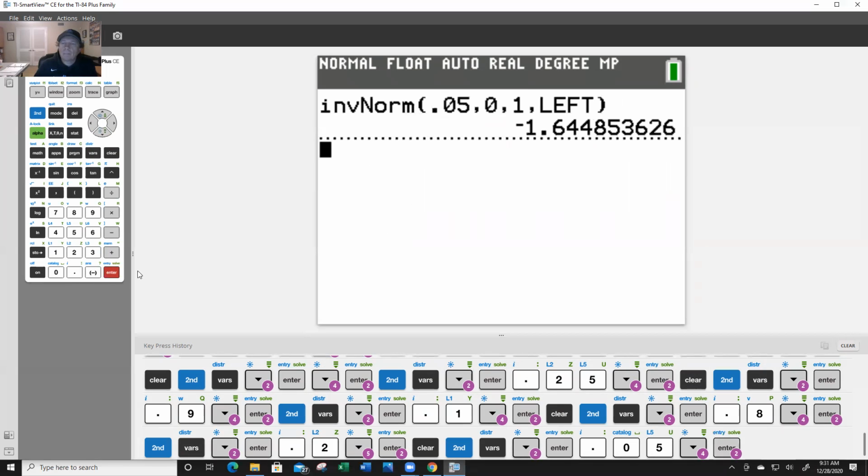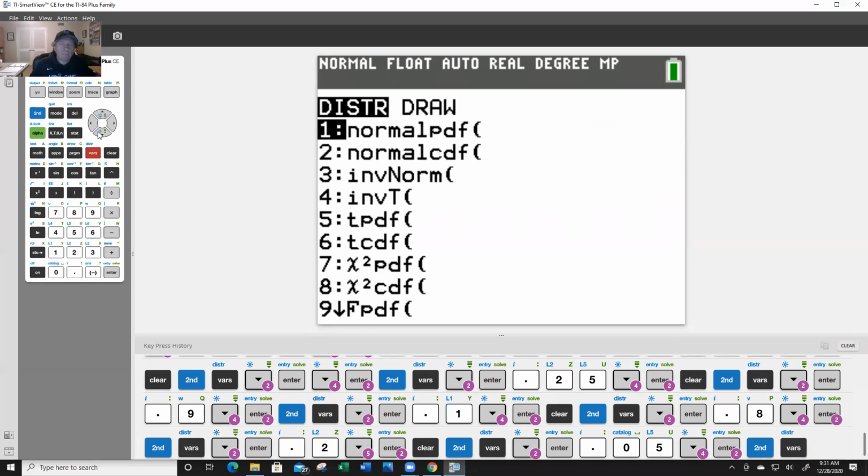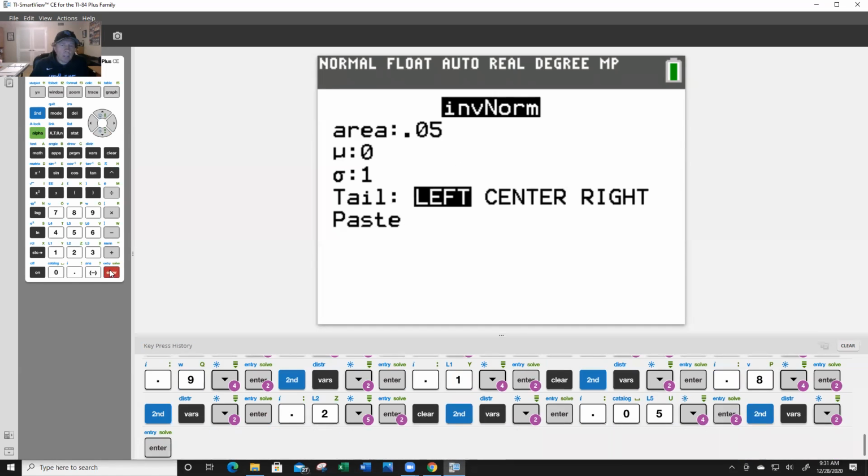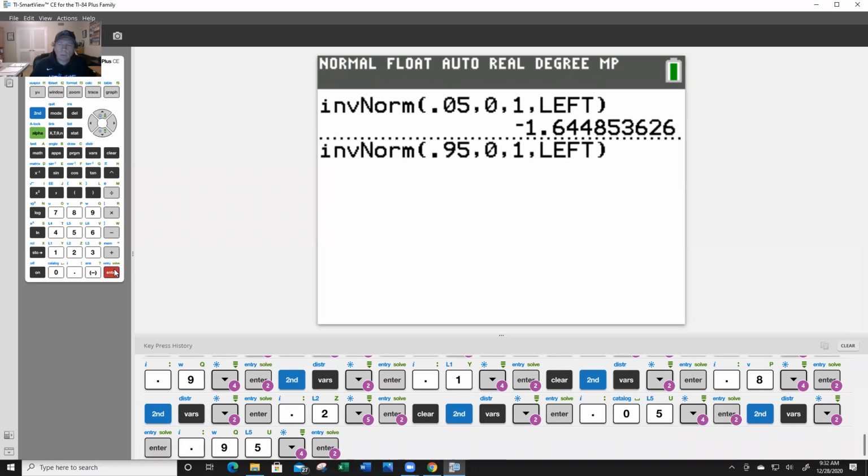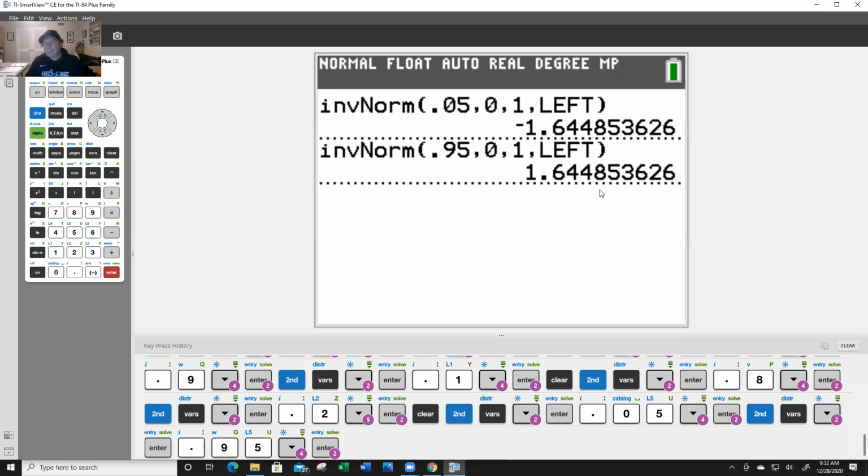Negative 1.65, 1.64. You know, either one's fine. It's 1.65, 1.64. And then 95% would be 0.95 there. 1.64. You know, I think I did 1.65, but either way, 1.64, 1.65. It's not going to make that much of a difference.